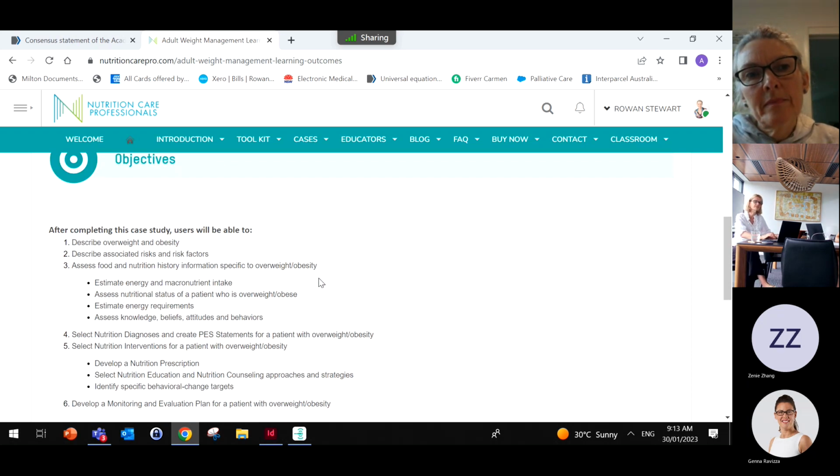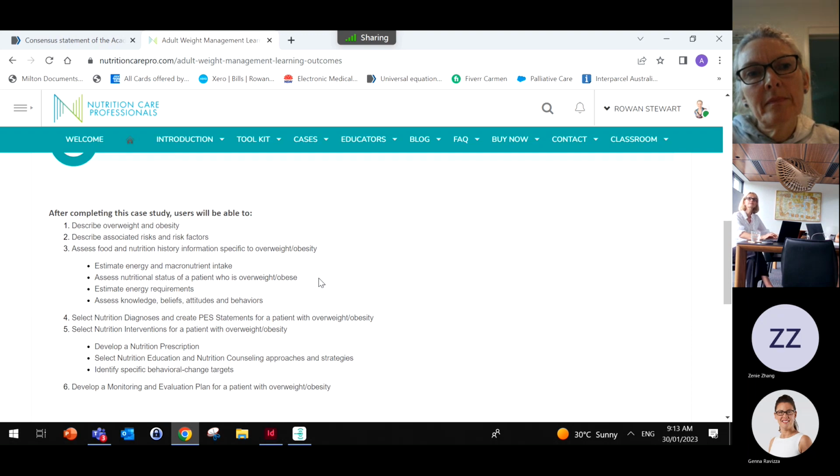Okay, so your learning objectives are spelled out in every case on this page. Very simple. You're asked to describe overweight and obesity. You're asked to describe the associated risks and risk factors, assess food and nutrition history, and I'm going to take you through that in some detail. And once we have bedded down the assessment process for adult weight management, you will see how it carries through to assessment for hypertension, assessment for type 2 diabetes.